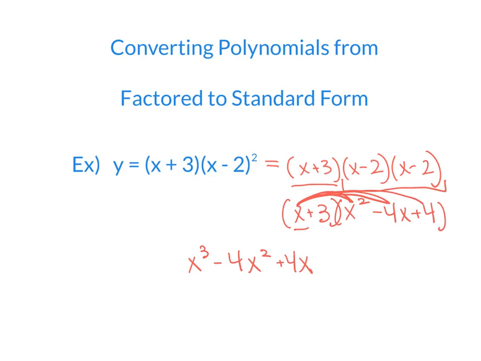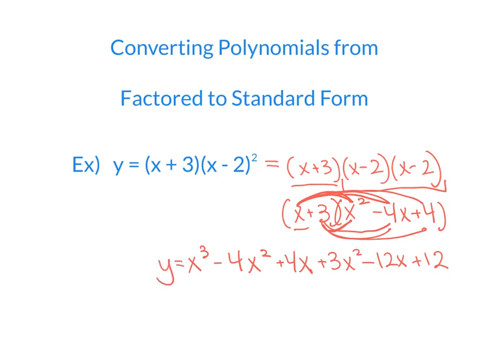And now I have to distribute the 3 to all three of the terms. And so 3 times x squared is 3x squared. 3 times negative 4x is negative 12x. And 3 times 4 is 12. So here it is all expanded out. I'll put back the y equals here.